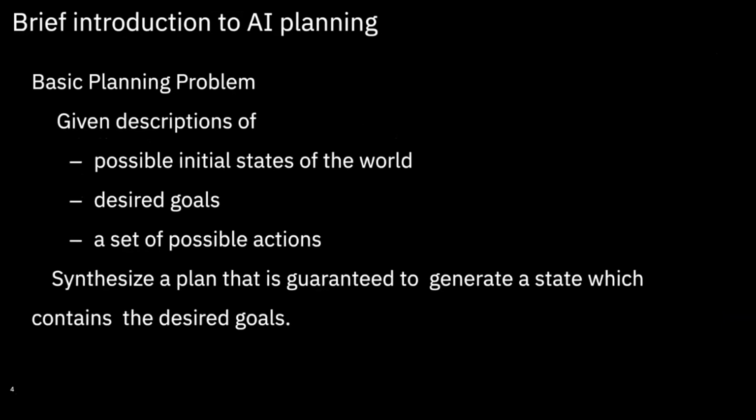So the basic planning problem goes as follows. Given a description of the possible initial state of the world, desired goals, and a set of possible actions, you want to synthesize a plan that's guaranteed to generate a state which contains the desired goals.